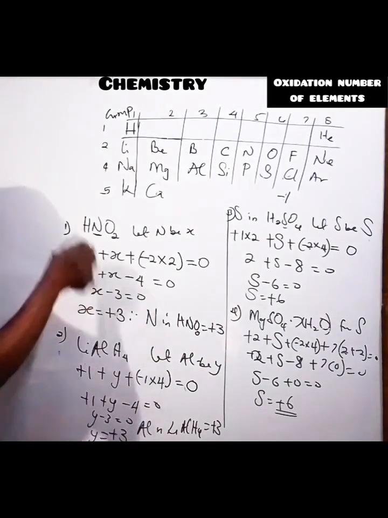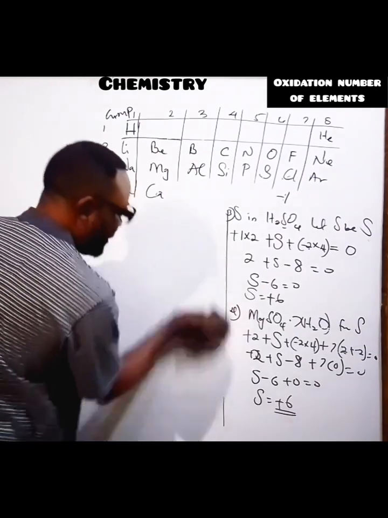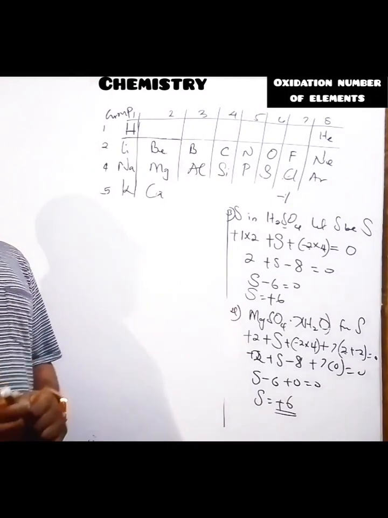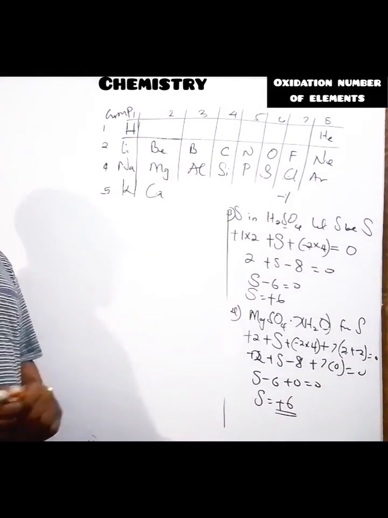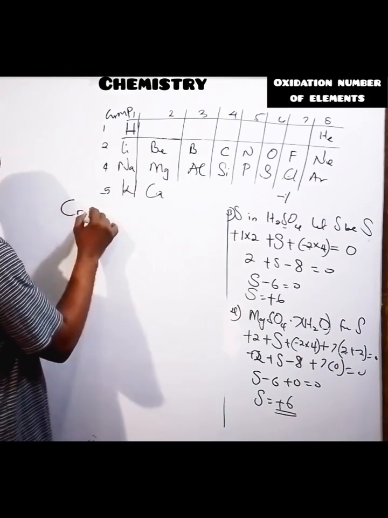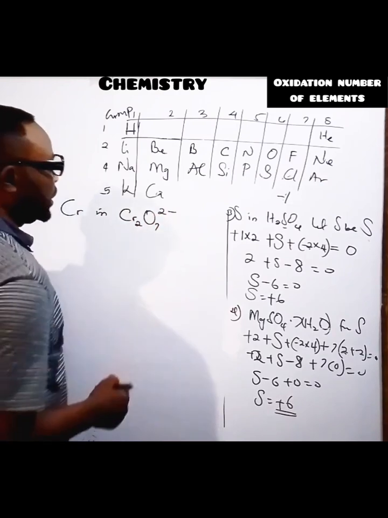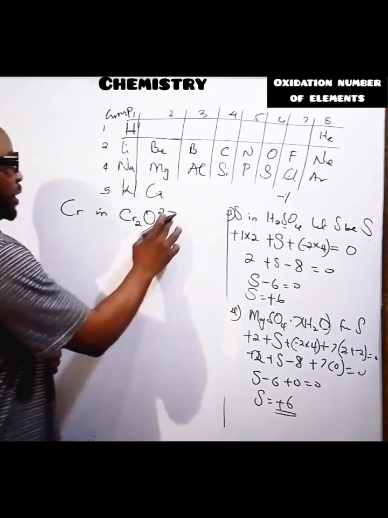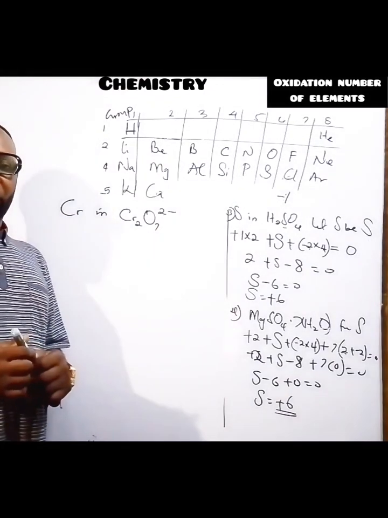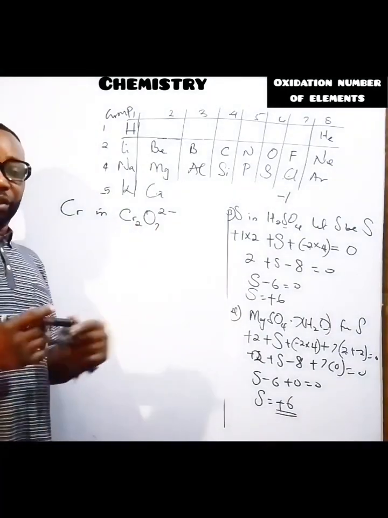So we'll also look at some other question. Looking at some other question, we want to find the oxidation number of chromium in Cr2O7 2-. Now, if you look at it very well, you see that this one is different from those compounds we've been talking about since we started the calculations.